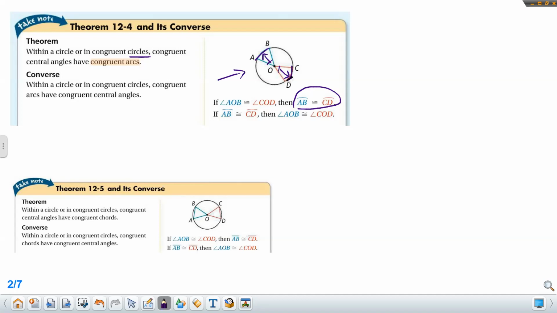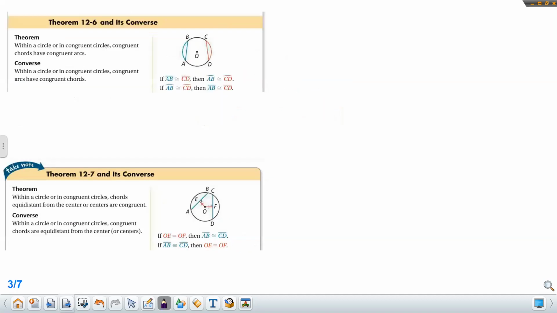That is Theorem 1. What about Theorem 2? In Theorem 2, we can say within a circle or in congruent circles, congruent central angles have congruent chords. So if measure angle AOB equals measure angle DOC, then chord AB is congruent to chord CD. And the converse is true: if chord AB is congruent to chord CD, then measure angle AOB equals measure angle DOC. This is Theorem 2.